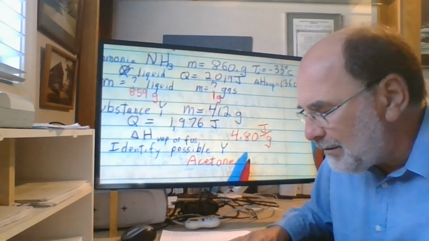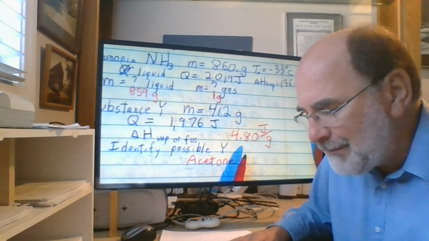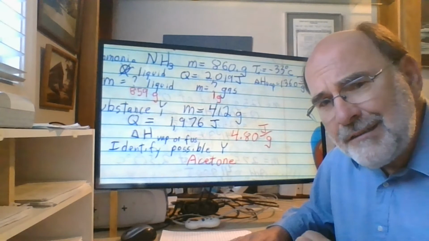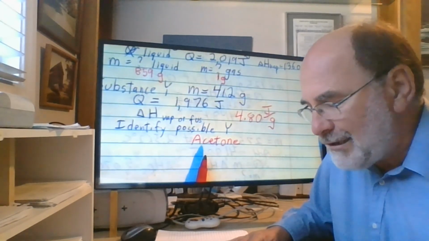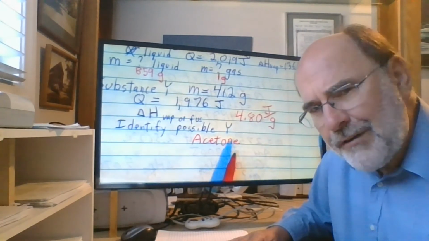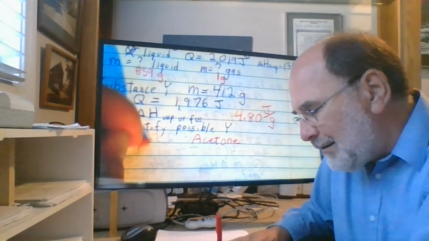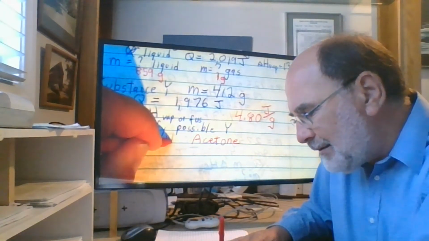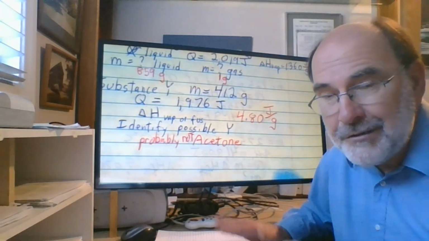And number four, the heat of vaporization works out to 4.80 joules per gram, which is much smaller than any number on the table. The lowest number on those two columns is acetone, and this is far, far below acetone. So probably not acetone, although that's the closest value to it.